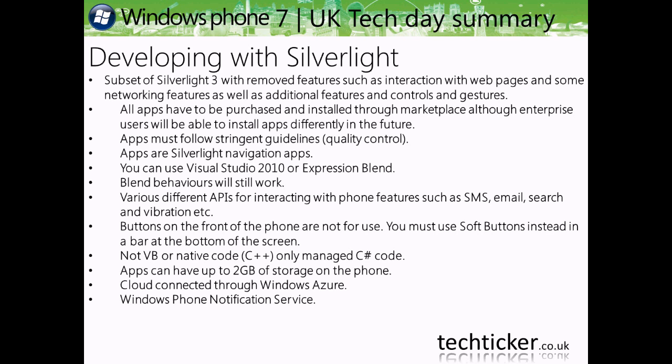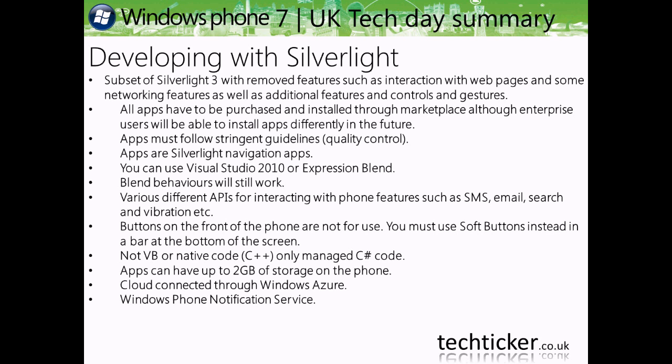Obviously, there are two tools that you can use to develop Windows Phone 7 applications: Visual Studio 2010 and Expression Blend. Behaviors from Expression Blend will work. There are different APIs for interacting with phone features such as SMS, email, search, vibration, all that kind of thing. The three buttons on the front of the screen are not for use. You can play around with the back button a little bit, but the general idea is that it will go back. What you can do is use soft buttons in the pane in the bottom of the screen.